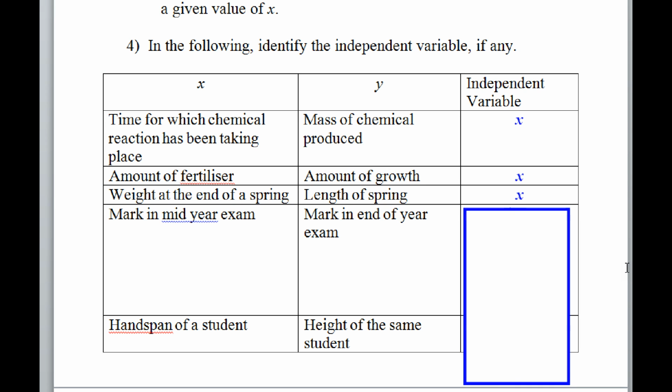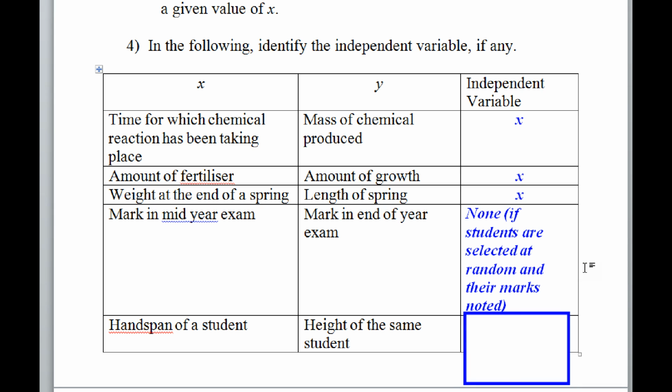Now, if we talk about mid-year score and end-of-year score, if I pick one student, I check with you, what's your mid-year, what's your end-of-year? Then actually there is no dependent or independent. None of them is independent, so there is none. What about the hand span? That means span of your hand and the height. Again, none. Not one related to another, or no one is the ultimate independent variable. Really none.